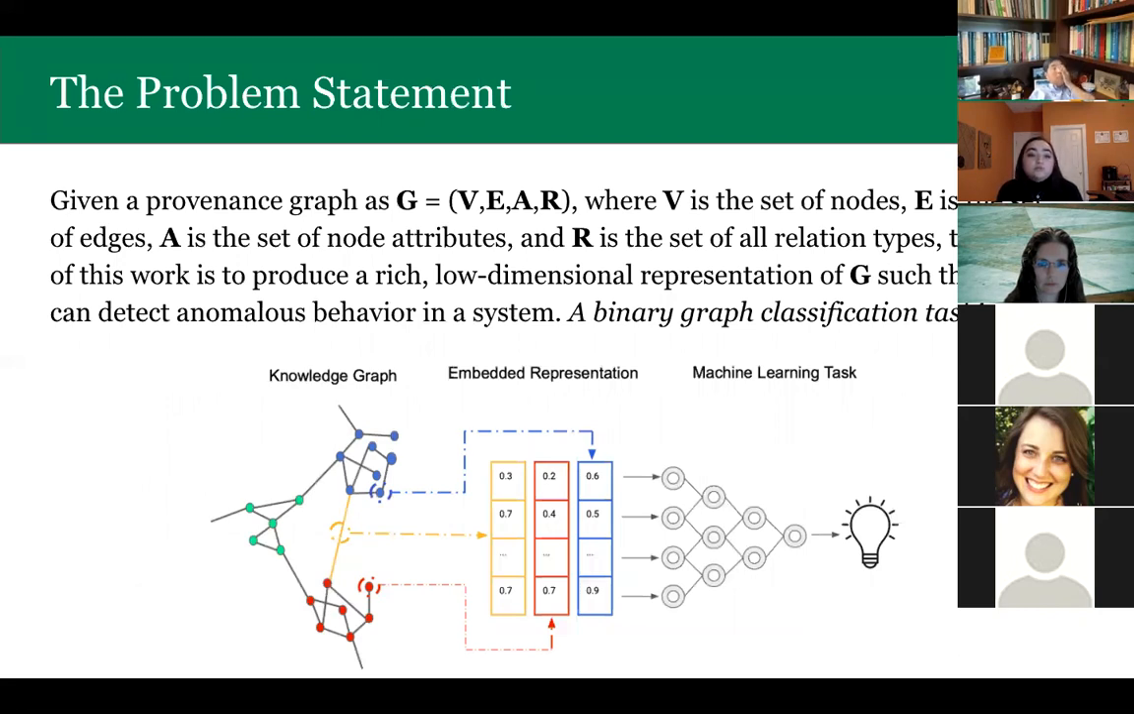So what is the problem? Given a provenance graph G, where V is the set of nodes, E is the set of edges, A is the set of node attributes, and R is the set of all relation types, the goal of this work is to produce a rich, low-dimensional representation of G such that we can detect anomalous behavior in the system. So at the end of the day, it's a binary graph classification task. Does the graph represent something malicious or benign?